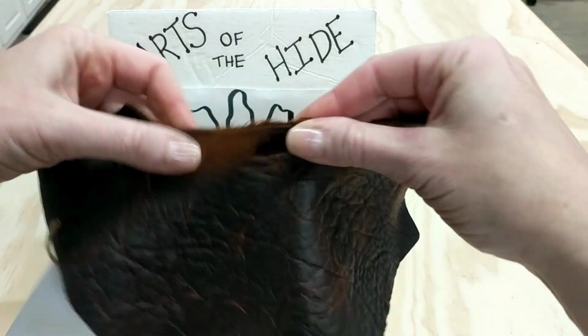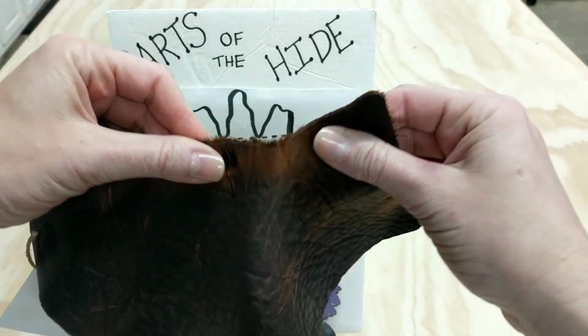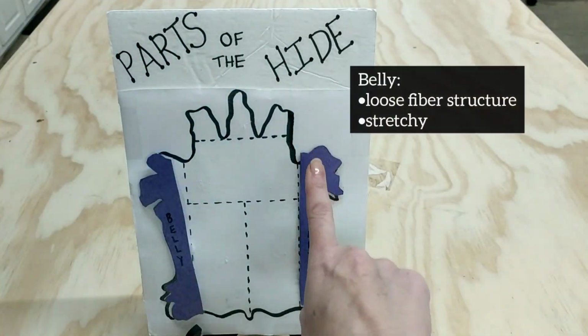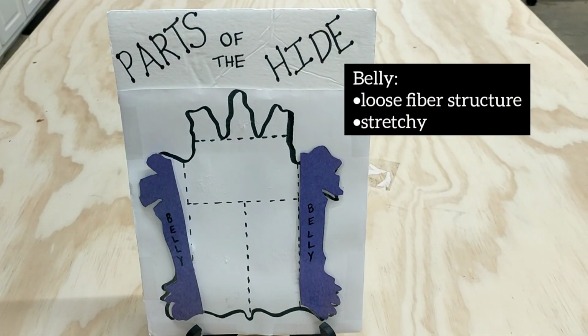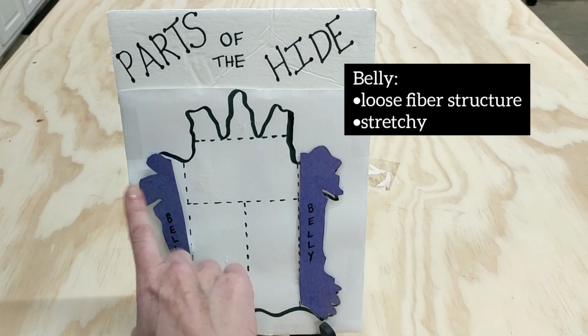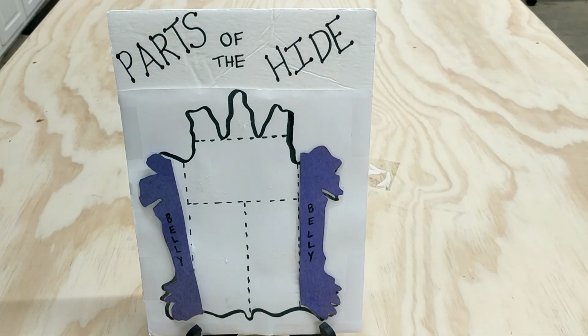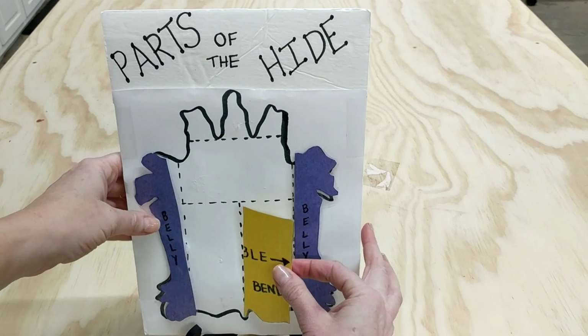Look at how stretchy that is. See that move? Super stretchy is the belly. I mean, just think about how much our belly skin can stretch. And the hide skin is exactly the same. Now we're going to move on next here to the bend.